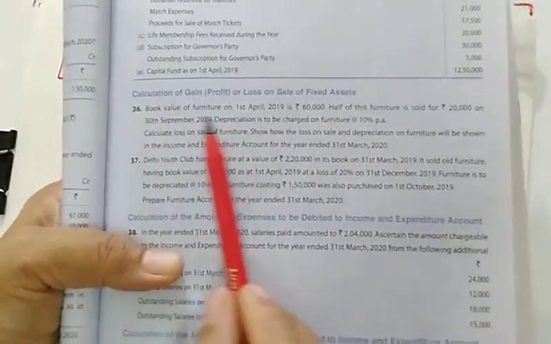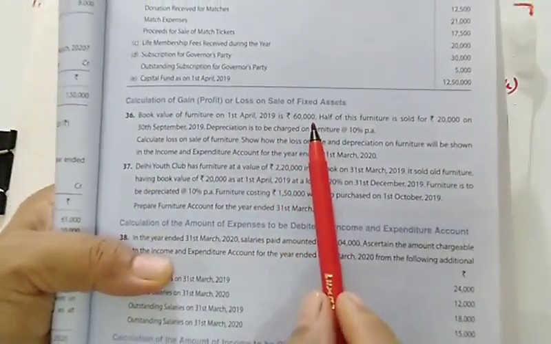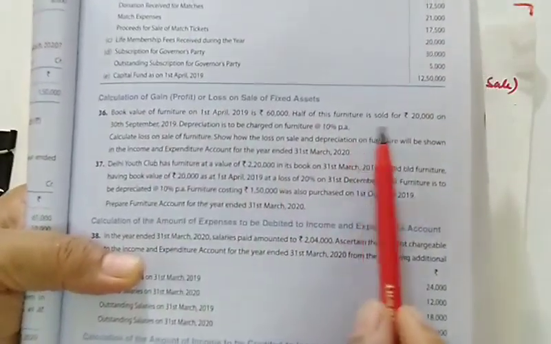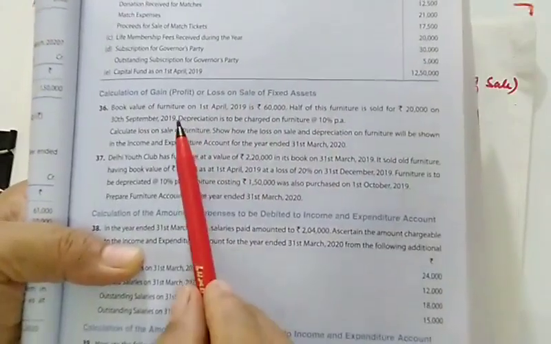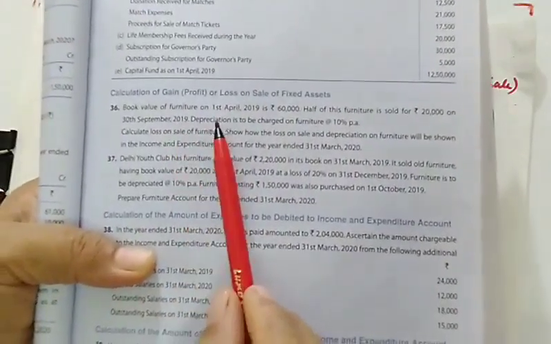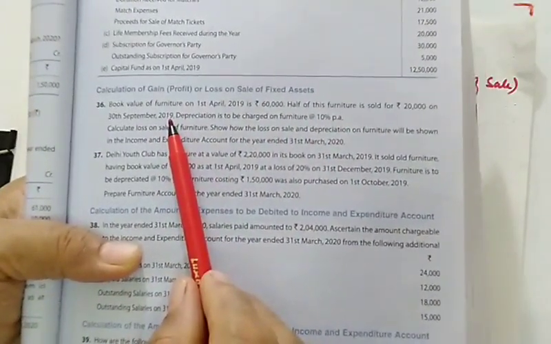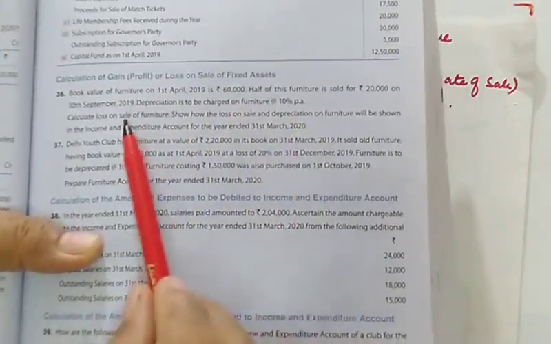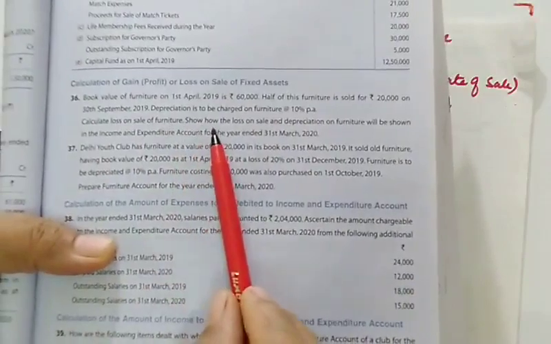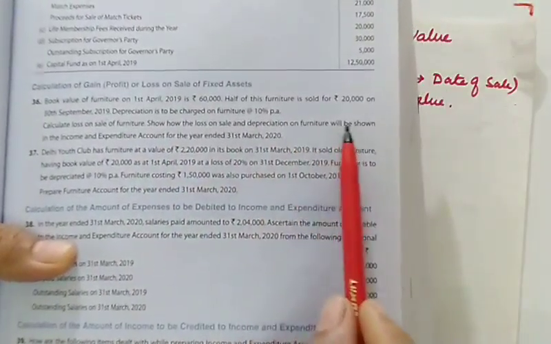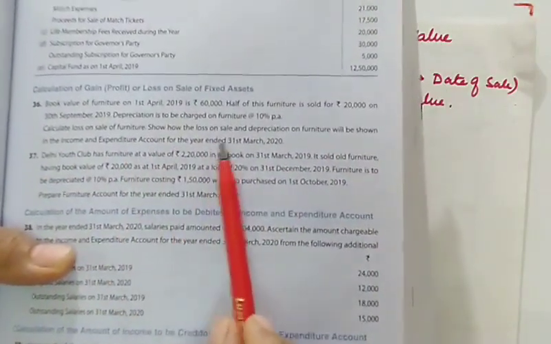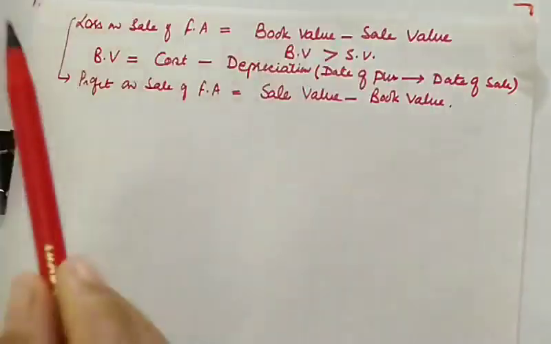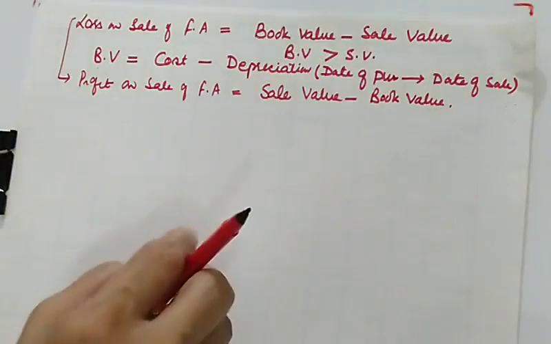So what details are given to us? Opening balance of furniture is given to us and details relating to sale, and you are not selling furniture in the beginning. After 6 months you are selling. So you have to charge 6 months depreciation here also and full depreciation on the remaining balance. Calculate loss on sale and show how the loss on sale and depreciation on furniture will be shown in the income and expenditure account for the year ended 31st March 2020. So let us prepare furniture account.